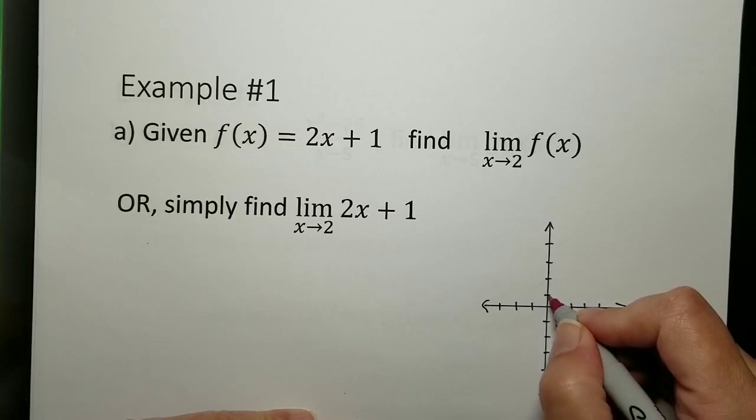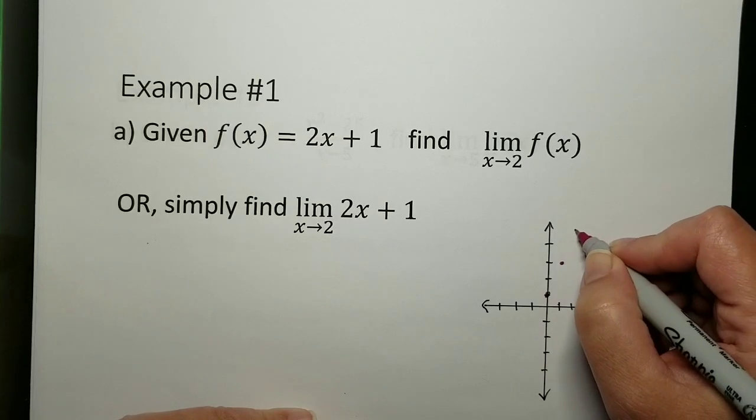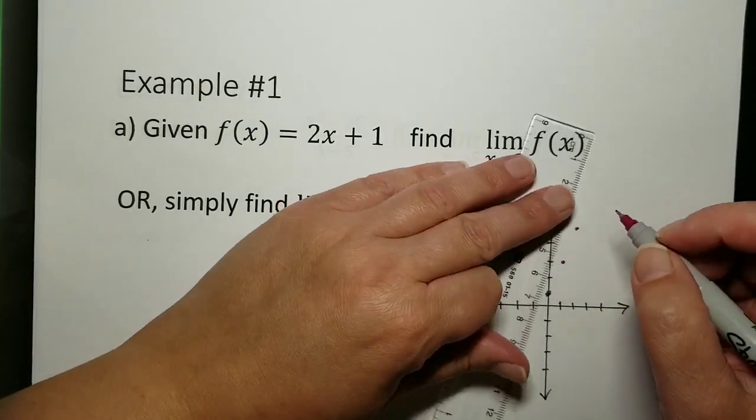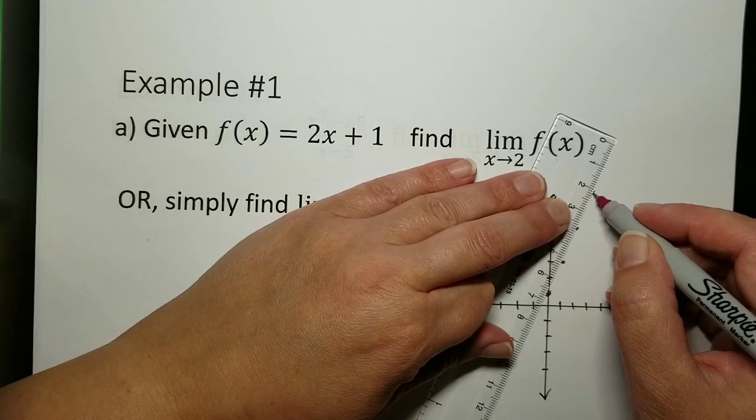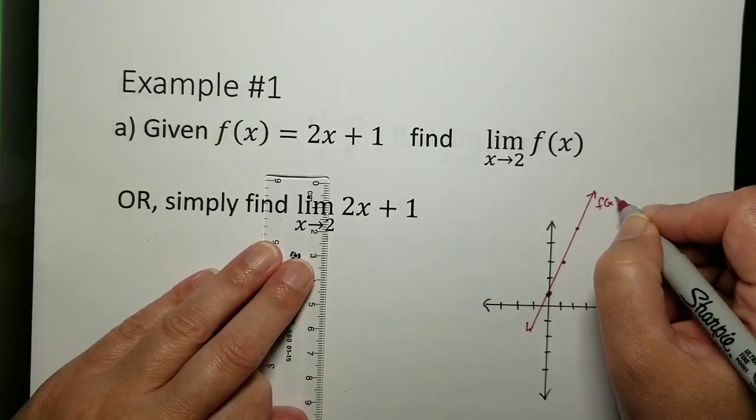So I'm going to graph the function f of x equals 2x plus 1. So I've got a line with a slope of 2 and a y-intercept of 1. And I'm just going to draw this graph of f of x in there.